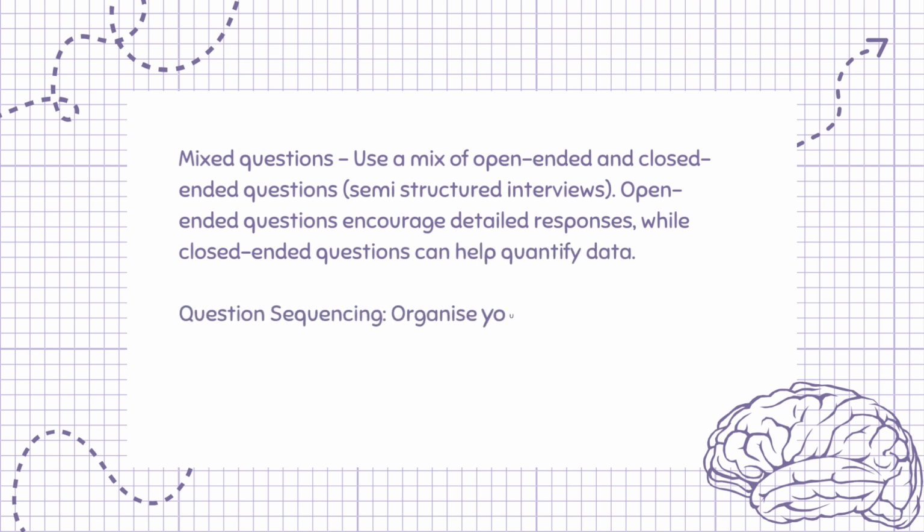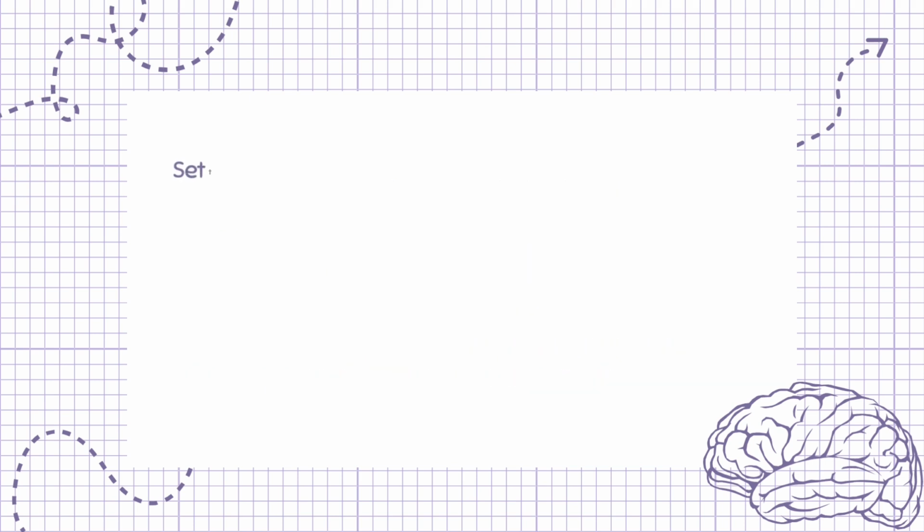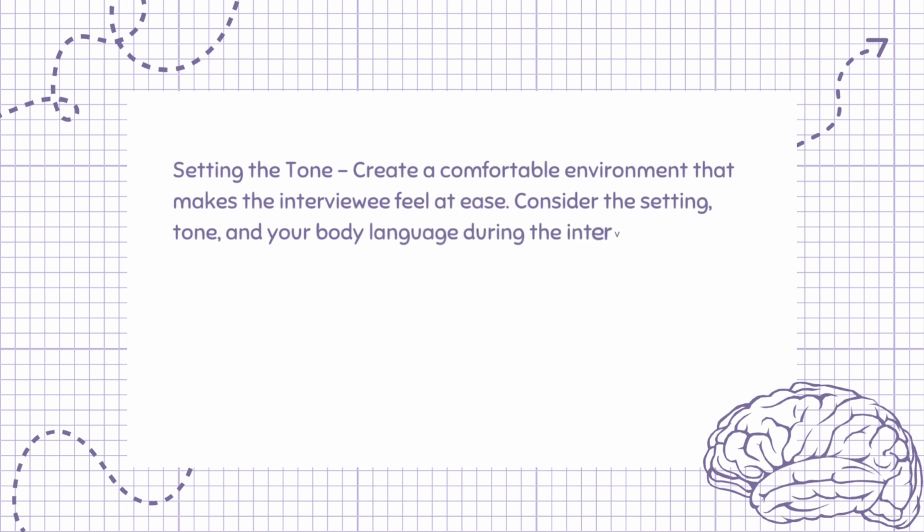Question sequencing. Organize your questions logically. Start with broader questions to ease the interviewee into the conversation, then move to more specific topics. Setting the tone. Create a comfortable environment that makes the interviewee feel at ease. Consider the setting, tone, and your body language during the interview. This can help build trust and encourage openness.